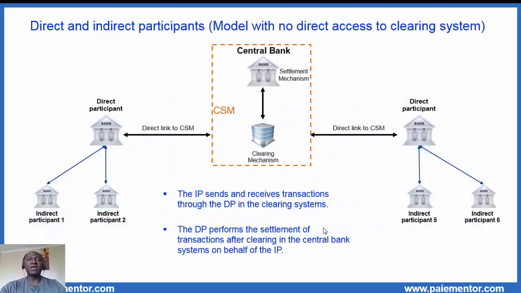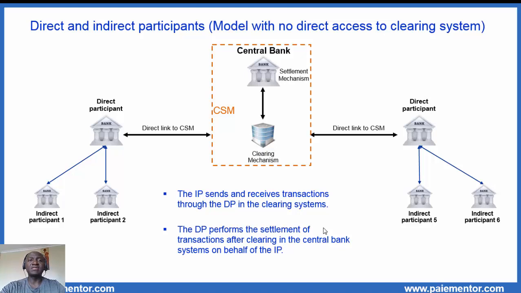This is the model where the indirect participant does not have direct access to the clearing system. It accesses the clearing system through the direct participant. The indirect participant sends and receives transactions through the direct participant in the clearing system. And as you can see on the picture, it has no link to the CSM. The direct participant is its intermediary and acts on its behalf.